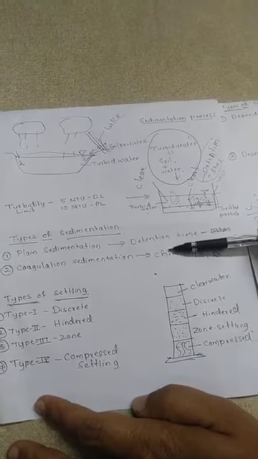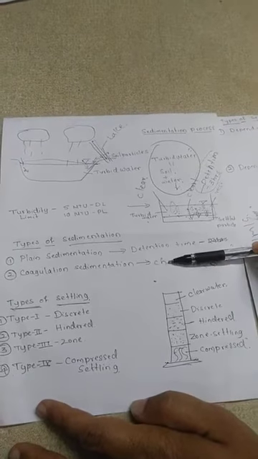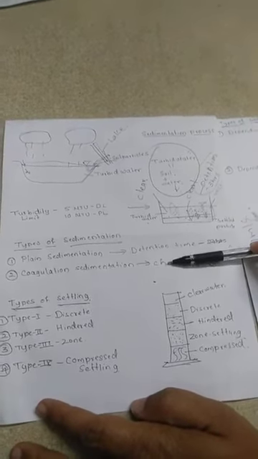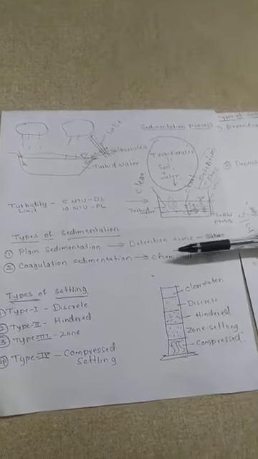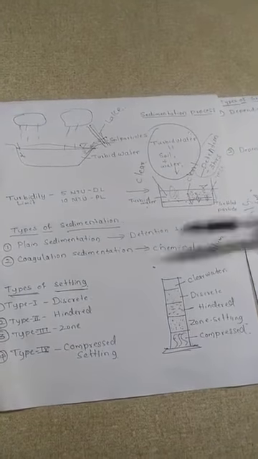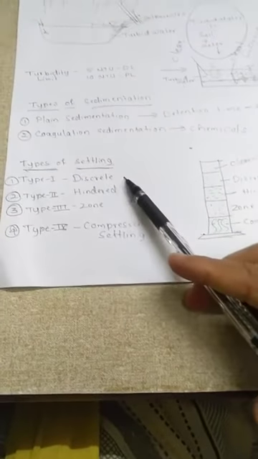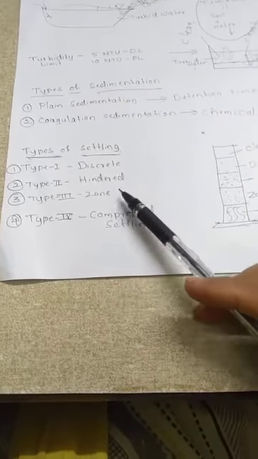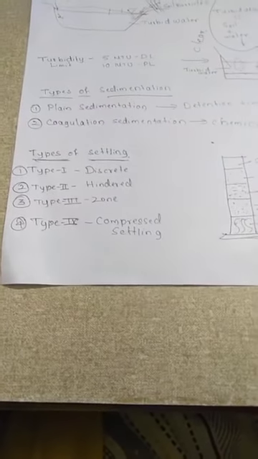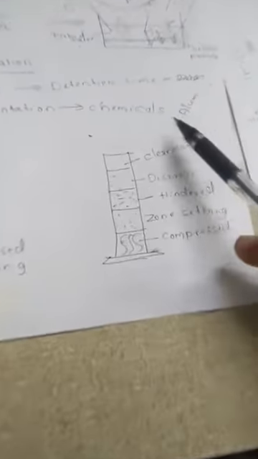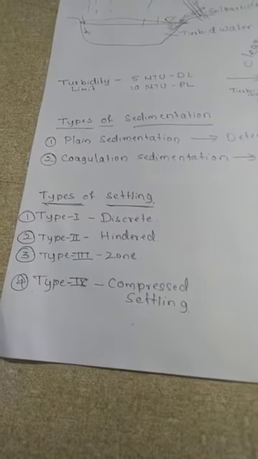The particles which remain in suspension, for such kind, we have coagulation sedimentation. Then we have discussed the different types of settling: Type 1, discrete settling, hindered settling, zone settling, then compressed settling. Then this diagram, they may ask you in the exam. They may ask what the different types of settling are, they may ask the different types of sedimentation.